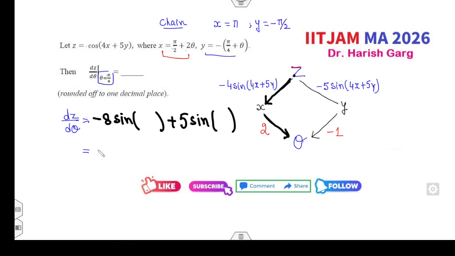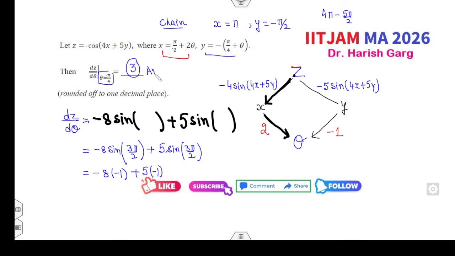So I can substitute here. So it's a times sine of 4x plus 5y. That's 4 pi minus 5 pi by 2. 8 minus 5, 3 pi over 2 plus 5 sine of 3 pi over 2, and sine of 270 is my -1 plus 5 of -1. 8 minus 5, 3 is the right answer of the problem.